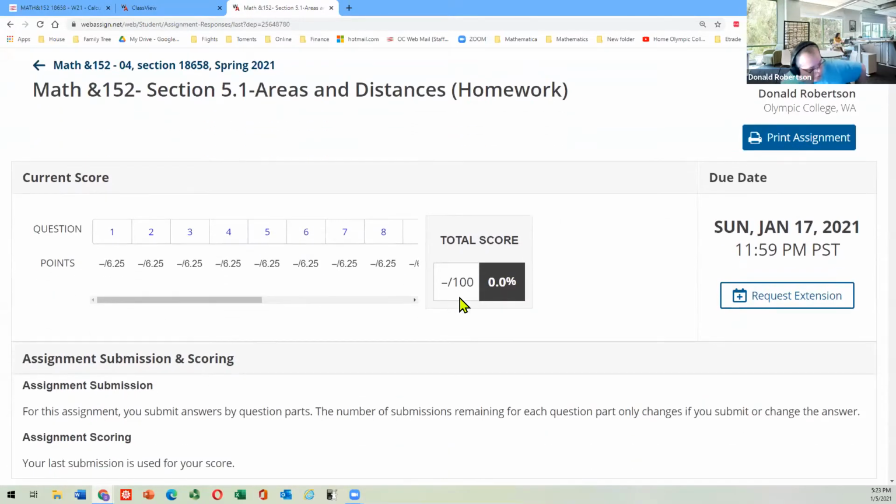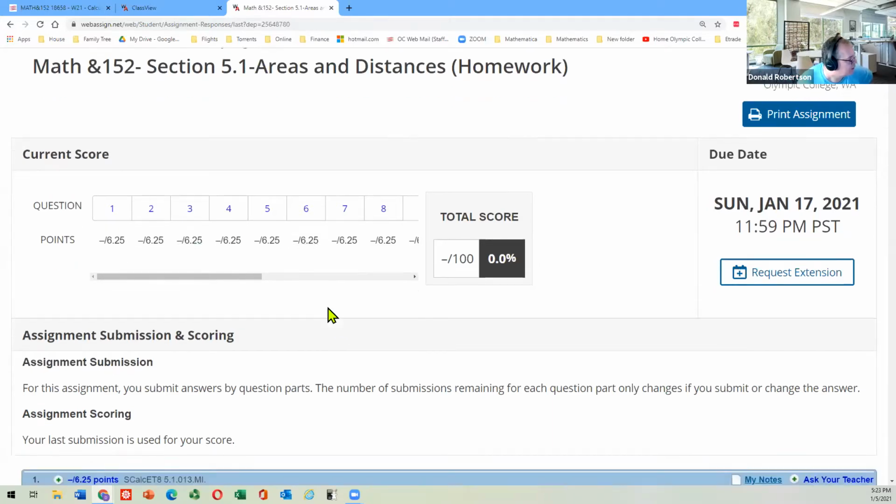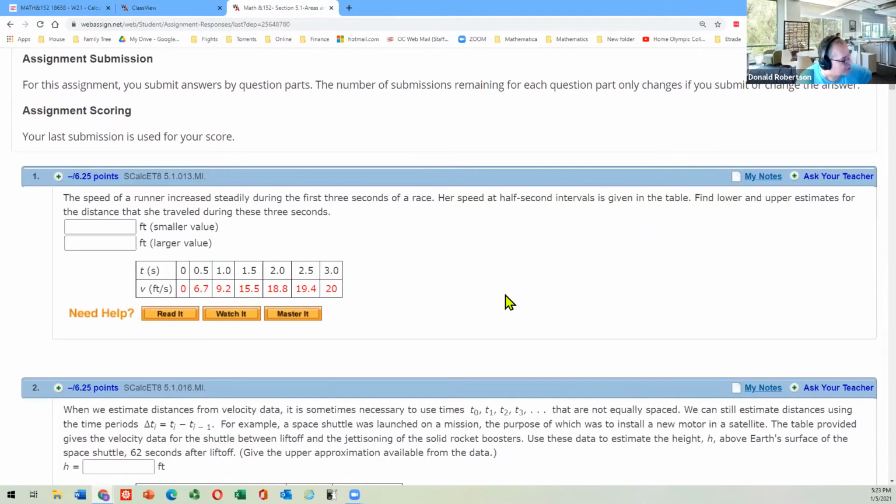Now, all the homeworks are given 100 points regardless of how many questions they have. So they're kind of equally weighted. As you go through them, you'll get a score, which you can see here. Obviously, I haven't done any. And here are your questions.